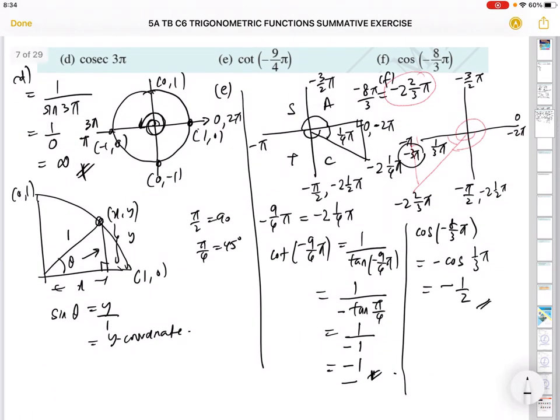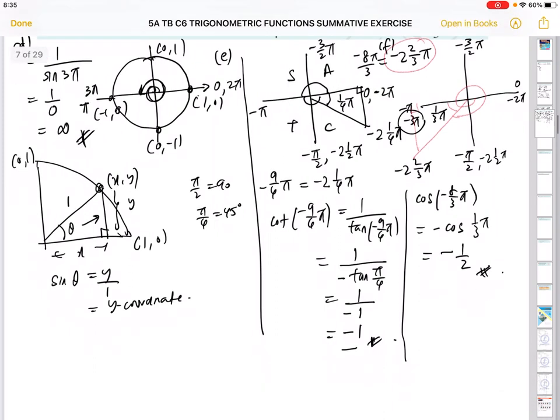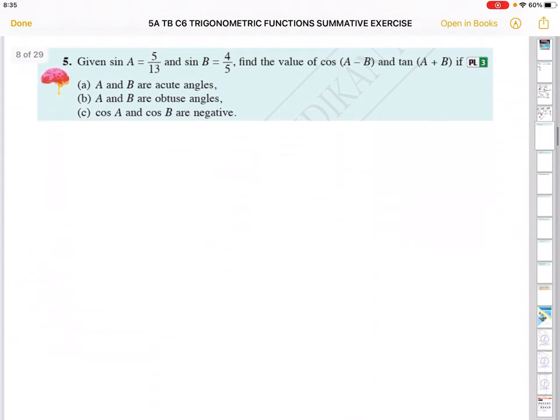Okay, we're done with question number 4. A long way to go. Let's move on to question number 5. Okay, this one you have to use brain. Now this question is very interesting, super interesting.